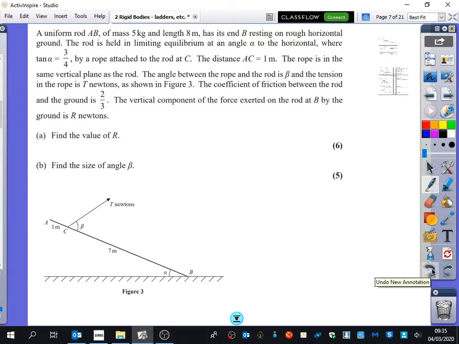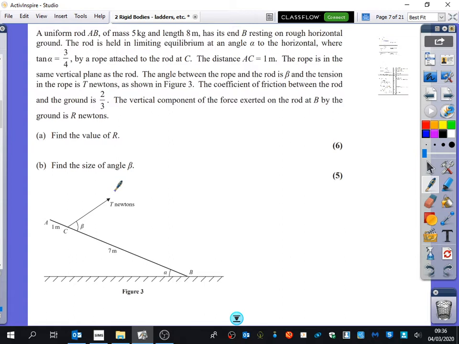So it says a uniform rod AB of mass 5 kilograms and length 8 meters has its end B resting on rough horizontal ground. The rod is held in limiting equilibrium at an angle of alpha to the horizontal, where tan alpha is 3/4, by a rope attached to the rod at C. The distance AC is 1. The rope is in the same vertical plane as the rod. That just means it's exactly as it looks in the diagram. It's not wonky. And it says the angle between the rope and the rod is beta, and the tension in the rope is T. The coefficient of friction between the rod and the ground is 2/3. The vertical component of the force exerted on the rod at B by the ground is R newtons.